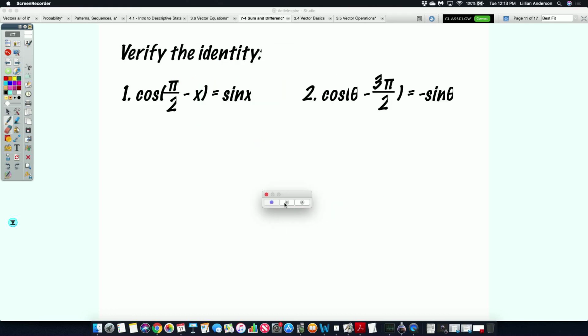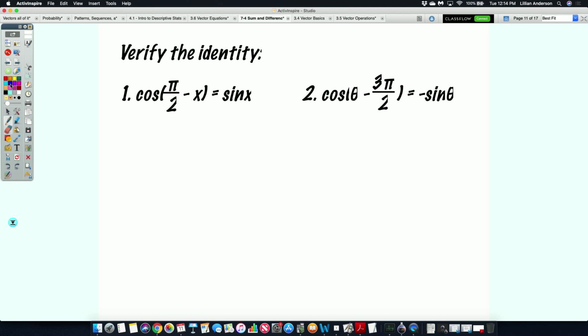You can even use the sum and difference identities to verify an identity. For example, this looks familiar, does it not? That's your what identity? Which identity is that? The co-function. It's one of your co-function identities. We can actually verify the co-function identity now that we know the sum and difference identities.